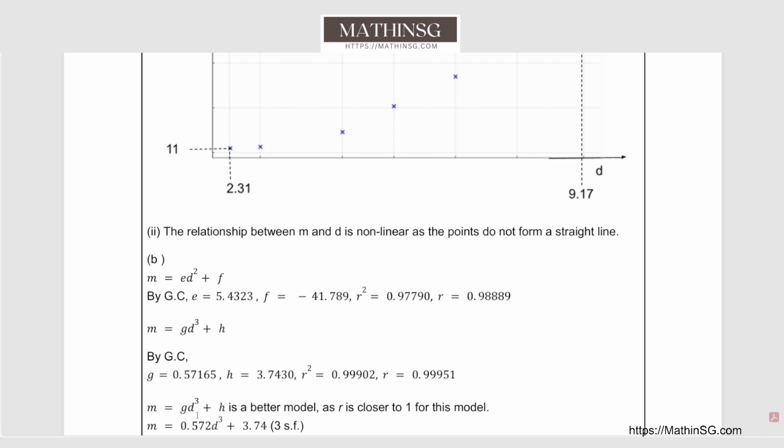Then you need to write out the relationship by just putting in the values of G and H into this equation here. So this chapter for correlation and regression, and linear regression, is very easy to score. So just make sure that you're familiar with how to use your calculator to obtain the E and F, the constant values, as well as your R values. All right.